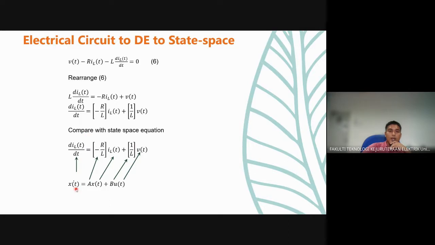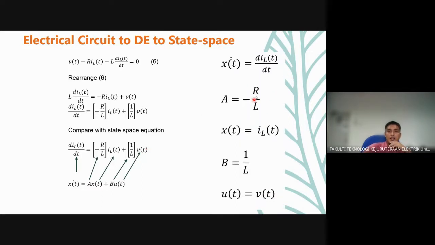If you compare, this one refers to x dot t, negative R over L refers to A, ILT is equal to xt, the B matrix refers to 1 over L, while UT is the input, which refers to the VT. If I highlight here: x dot t, this one A xt, B UT. So you can say that this form is already in the state space form, which is x dot t equal to A xt plus B UT.